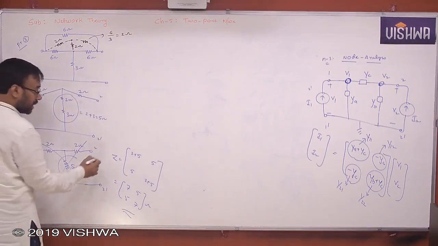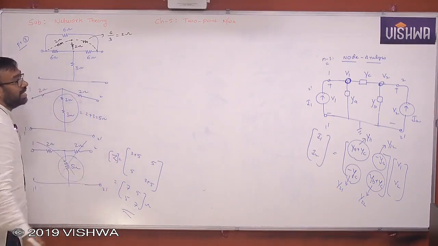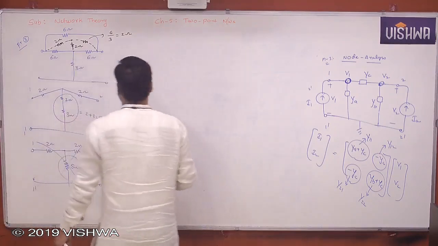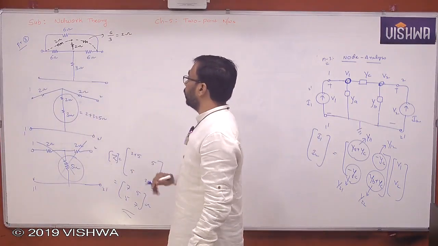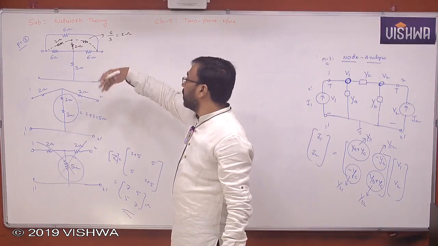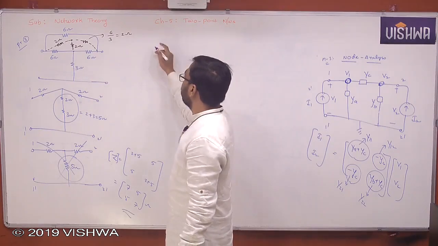I hope you understand this. So it's very easy and saves a lot of time. From the competitive exam point of view, when this type of networks are given, better you go for a direct star delta transformation.